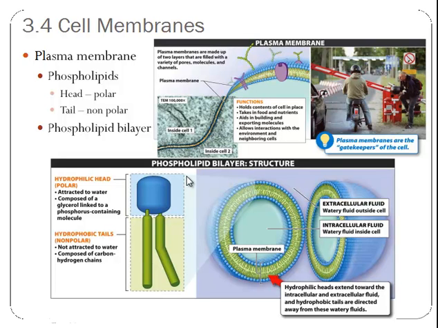It's composed of phospholipids, and phospholipids have two different properties. At one end of the molecule, they have a hydrophilic head, or a polar end. Hydro means water, and philic means to like or to love, so this end of the molecule loves water. The opposite end consists of hydrophobic tails, so this end does not want to associate with water. So it's got a polar head and a non-polar tail.